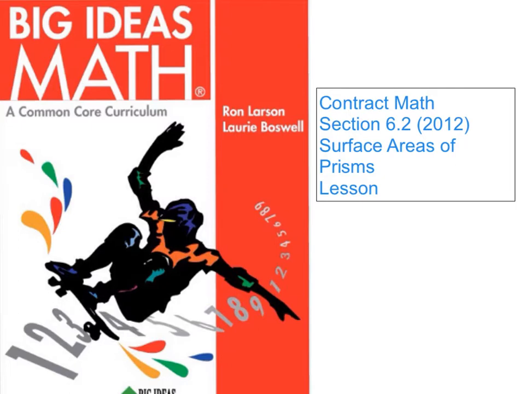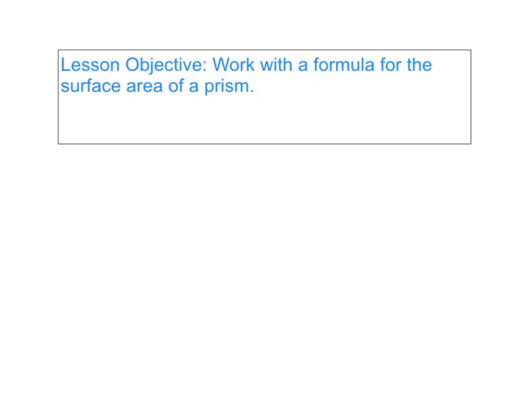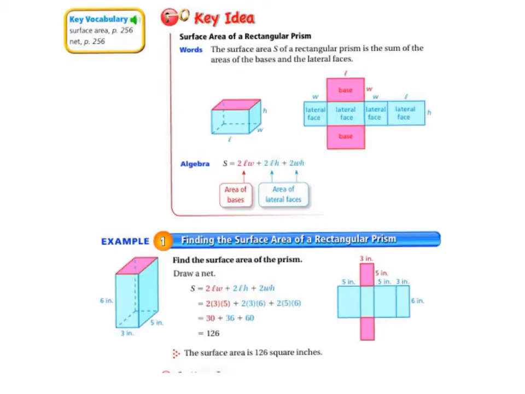Pause while you write Section 6.2, 2012 edition lesson in your math notebook. Pause again while you write today's lesson objective in your math notebook. Work with a formula for the surface area of a prism. Today we'll be starting on page 258 in your math textbook.